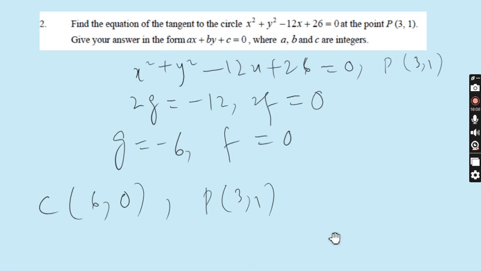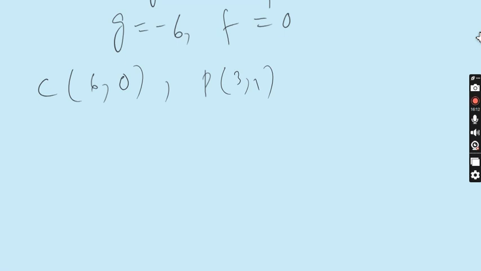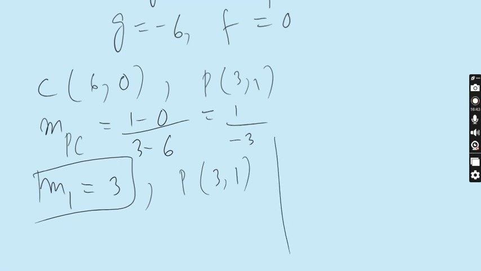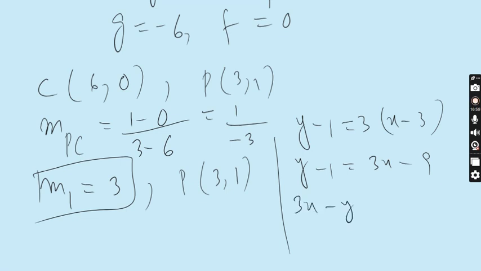Again the same strategy will be used. First find the gradient of PC. 1 minus 0 upon 3 minus 6, 1 upon minus 3. Now find the perpendicular gradient, which is the negative reciprocal of minus 1 upon 3. Obviously it is 3. So for gradient 3 and the point P(3,1), find the equation of tangent: y minus y1 equals m times x minus x1. Y minus 1 is equal to 3x minus 9. So 3x minus y minus 9 plus 1, minus 8, is equal to 0.